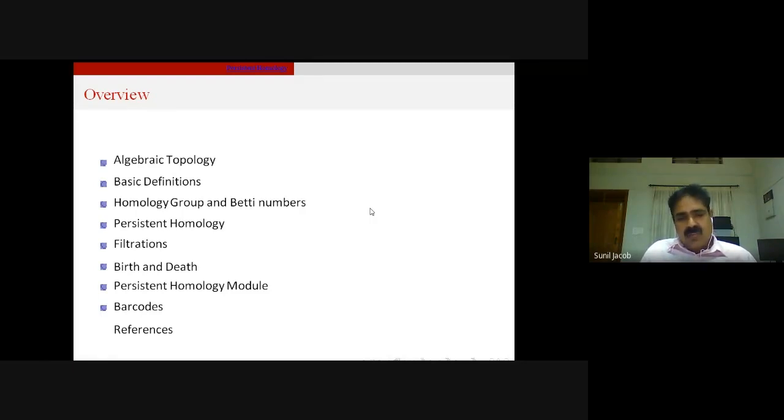And this birth and death will be the point where these signals or patterns start appearing, and the death is the point where they disappear. And you find out over what duration or what range of the filtration parameter these values are persistent, and that will be represented using a barcode. You may be familiar with the barcode reader and other things, and this concept will be represented using some barcodes, and that will be the brief outline of my talk.